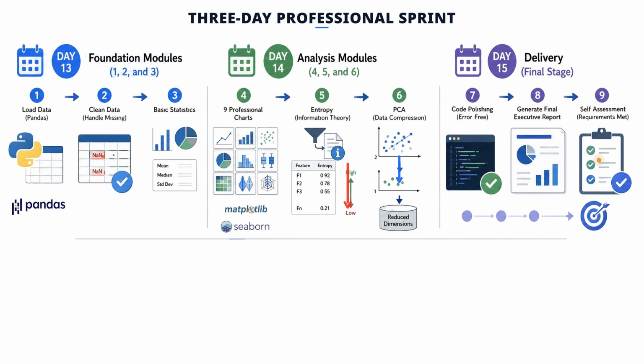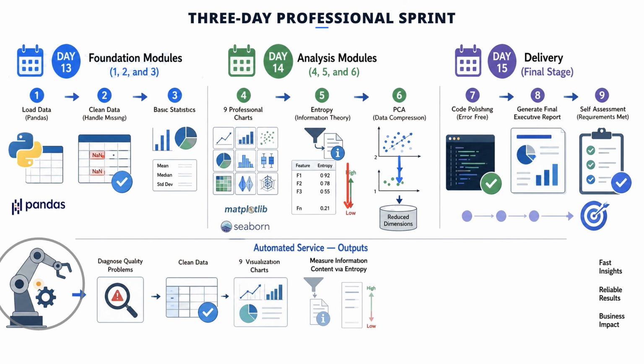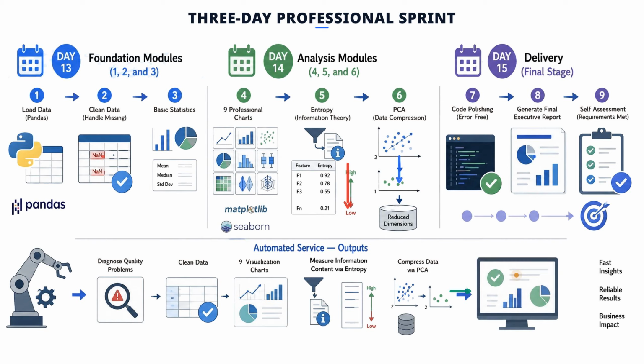Now, step back and look at the bottom half of the slide. Once you've built all these pieces, you have created a completely automated service. The true power of this architecture is that a raw dataset can be ingested by this automated robotic process on the left, and it will seamlessly flow through diagnosis, cleaning, visualization, entropy ranking, and PCA compression, all the way to this final dashboard on the right. The ultimate takeaway is that modular development transforms fragmented code into a unified, scalable factory for fast, reliable business insights.